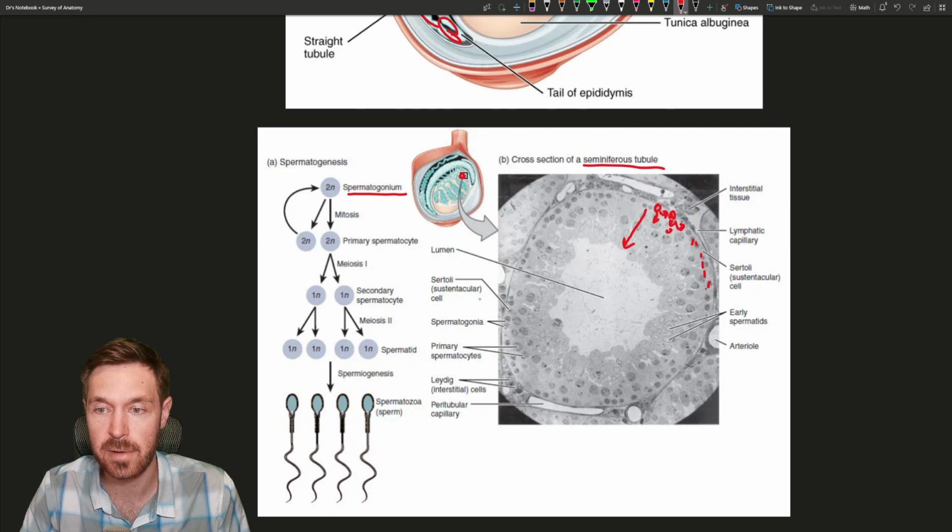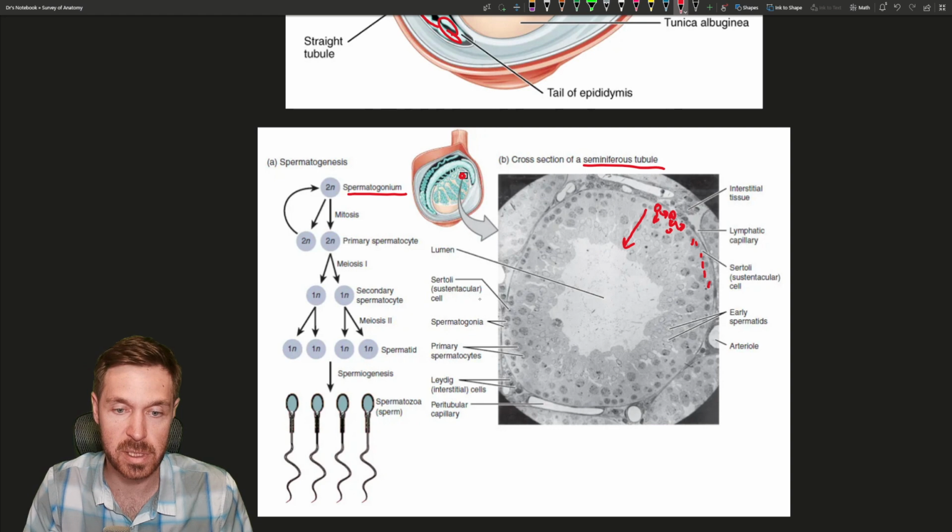So there's a lot of differences between meiosis in males and females. Males go straight through meiosis and produce sperm. Females stop at different stages in meiosis. Females are also born with all the eggs they're going to have, whereas males are constantly producing new sperm throughout life.